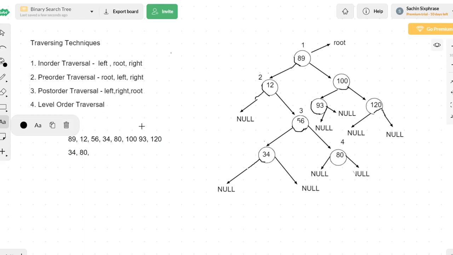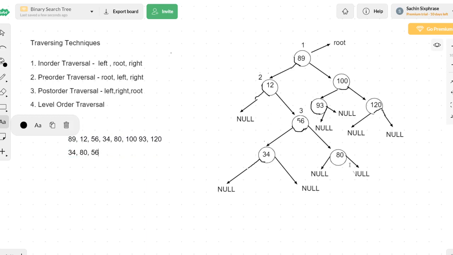Now after 80 is printed, for the 80 node, left, right, root is completed. So now we need to go back to the previous one. Coming to 56, left is completed, right is completed. Now root 56 has to be printed. So after 34 and 80, now 56 will be printed.